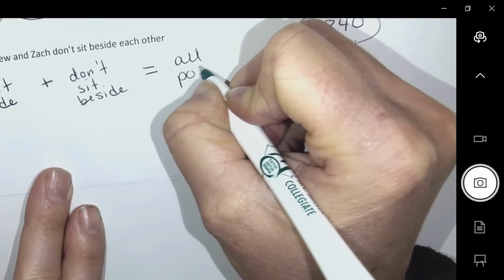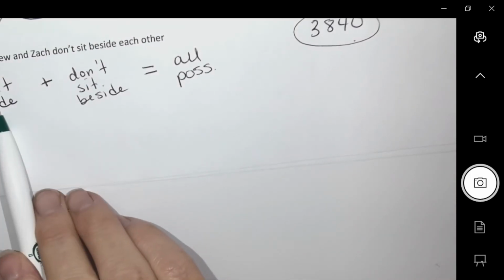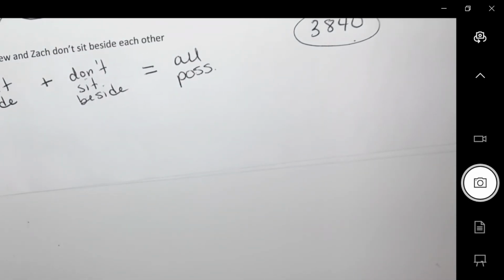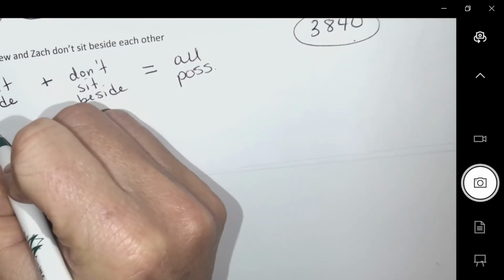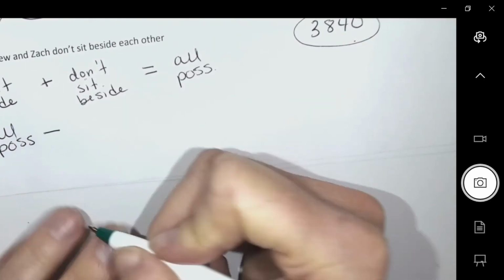would equal all possible? Does this make sense? They're either that they're sitting beside each other or they're not sitting beside each other. Those are the 2 different scenarios. Okay, they're either doing that or that, but whatever that adds up to would be considered all the possible combinations. So I'm going to do this rearrange. So all possible minus the opposite event.